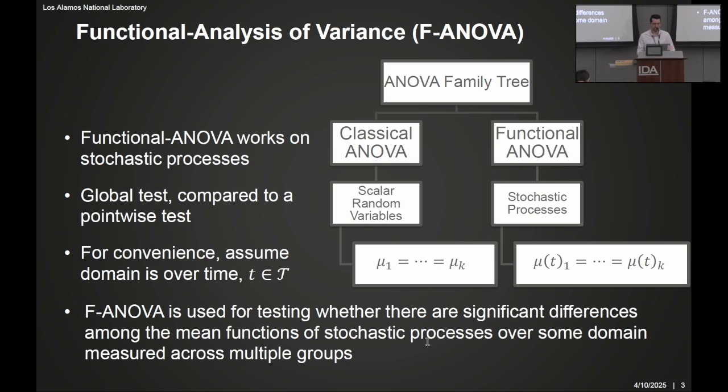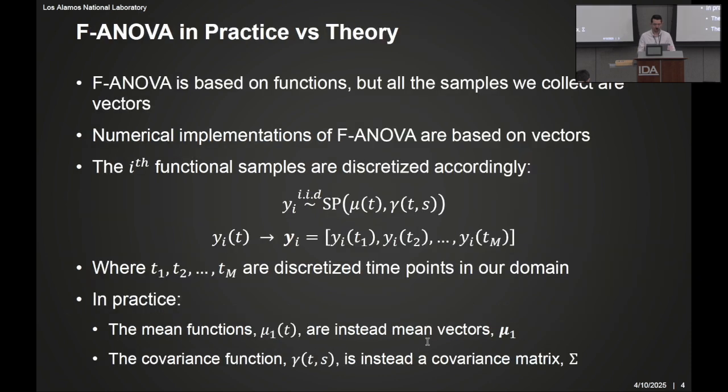So functional analysis of variance is used for testing whether there are significant differences among the mean functions of stochastic processes over some domain measured across multiple groups. It's an extension of classical ANOVA. So something to think about is F-ANOVA in practice versus theory. F-ANOVA is based on functions, but all samples we collect are vectors. We collect discretized data from some sort of data acquisition system. So numerical implementations of F-ANOVA are based on these vectors.